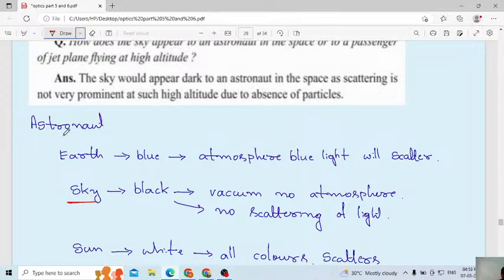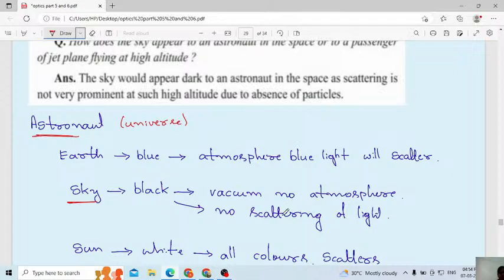But astronauts, where they will be in the universe, watching the sky, for them it will appear black. What is the reason? Because in the universe we don't have any atmosphere, we don't have air. It has only vacuum, which means we don't have any atmosphere.